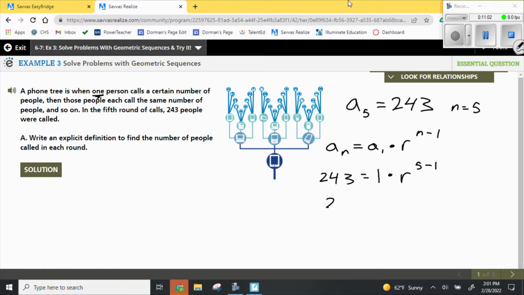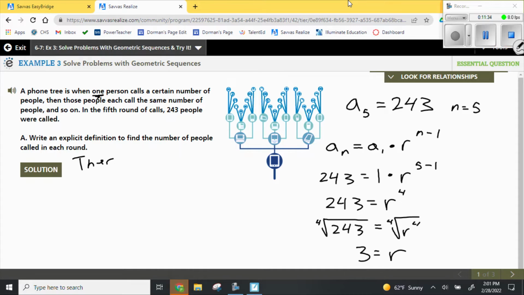So we get that 243 is equal to r, right? The 1 multiplying is not going to change it. So r to the 5 minus 1, or 4th power. In order to solve this, I need to take the fourth root of both sides. And that's going to tell me that r is equal to 3. So there are 3 people called in each round, just like the picture.